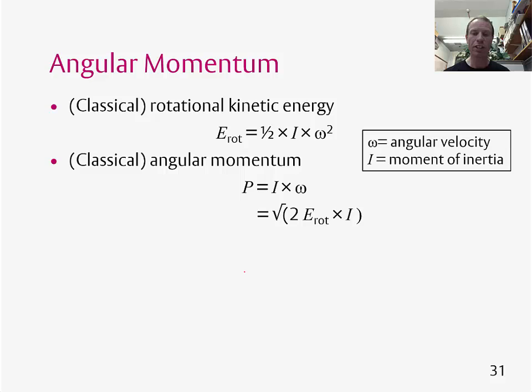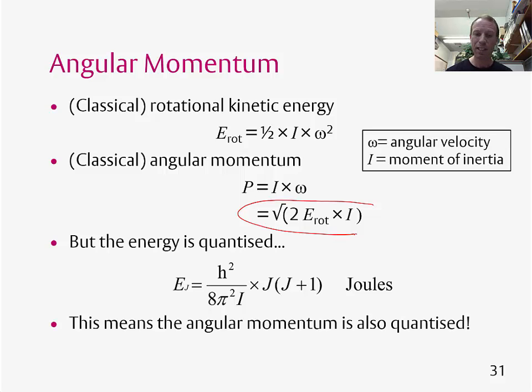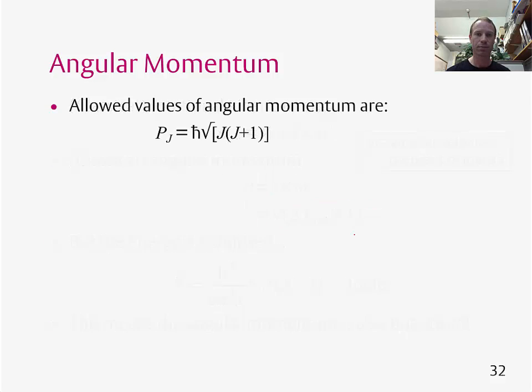We can combine these two equations to give us this expression here, which gives us the angular momentum as a function of the rotational energy. But we know from solving the Schrödinger equation for rotations that the energy is quantized. And if we look at this expression here, which has energy in, we can therefore deduce that the angular momentum is also quantized. So let's think a little bit more about the quantization of angular momentum.